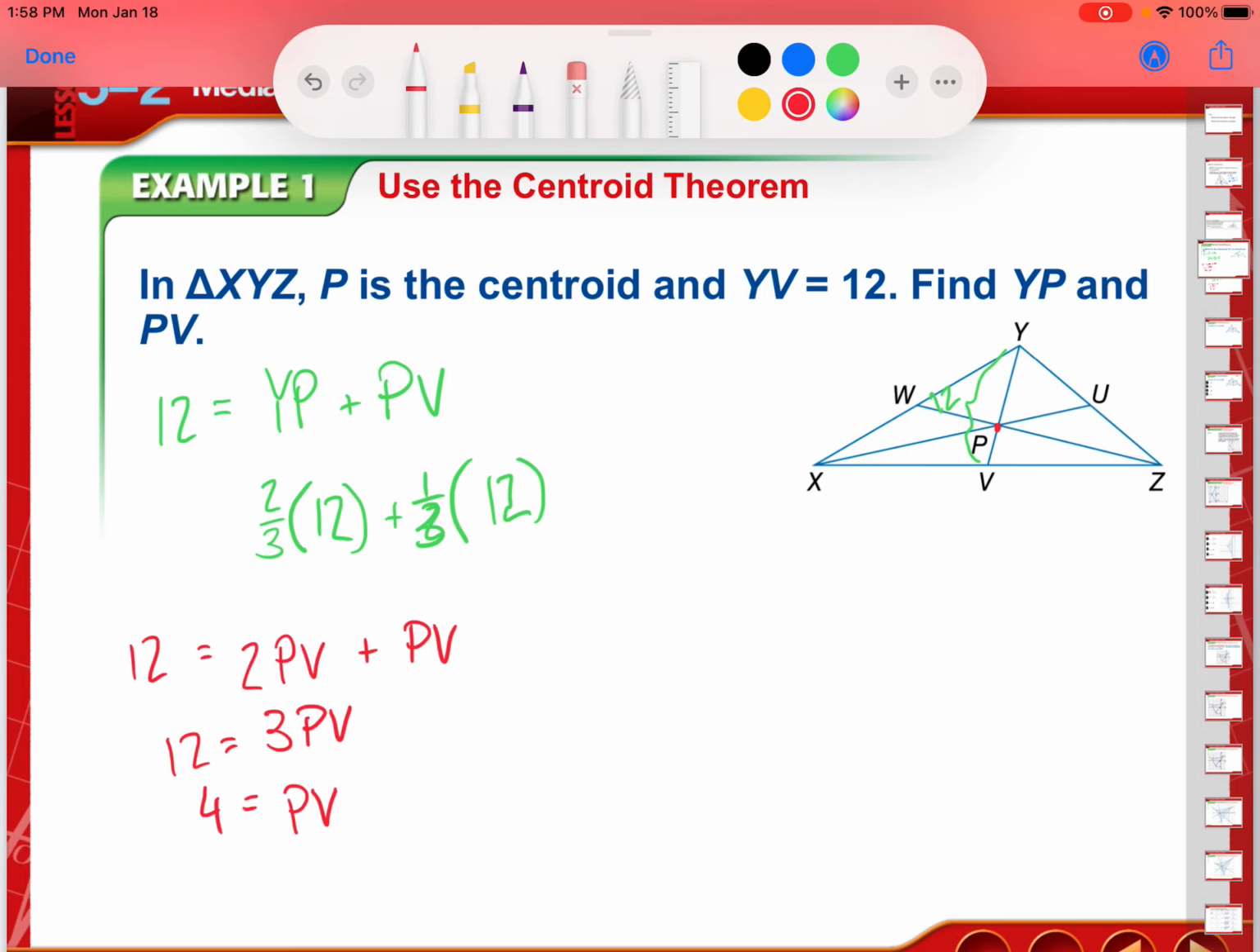And then I could plug that 4 back in and say, okay, PV equals 12, which means YP equals 8. So I could do it that way too.